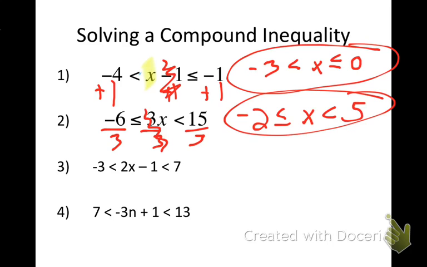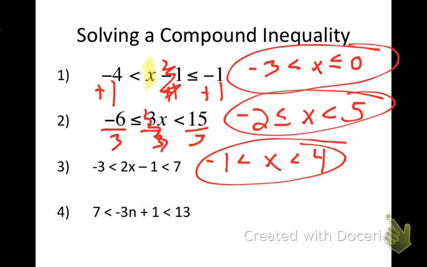All right, let's look at these here. What do you say about number 3? What do you say, Andy? What'd you get? Negative 1 is less than x. Nice job, sir. All right, number 4. Moment of truth here. Tough one. What do you say, Colin? Number 4? Yep. Negative 2 is greater than n is greater than negative 4.